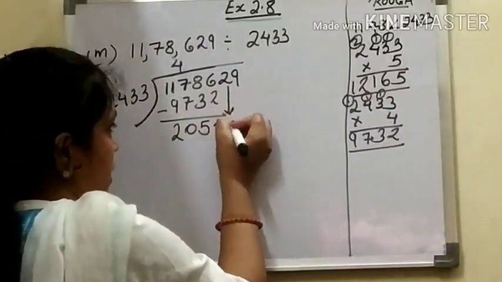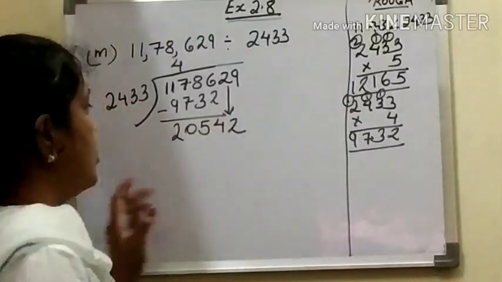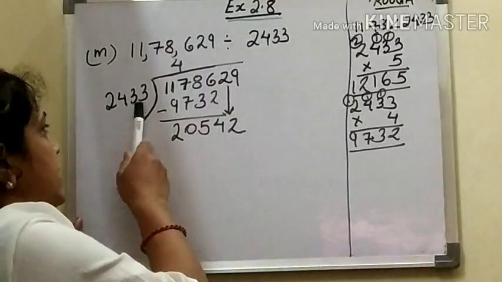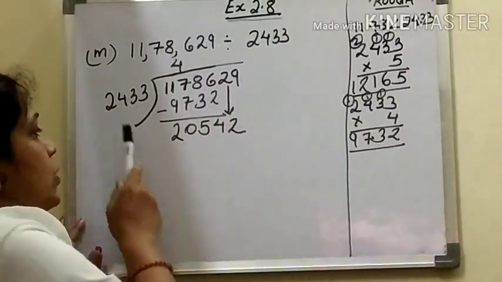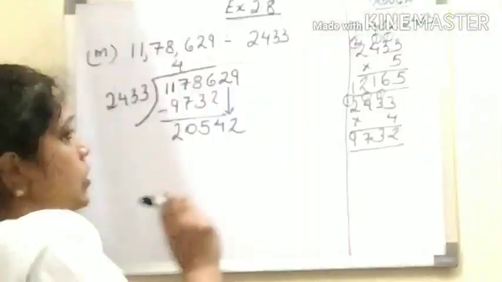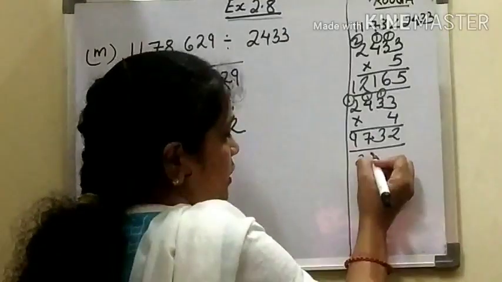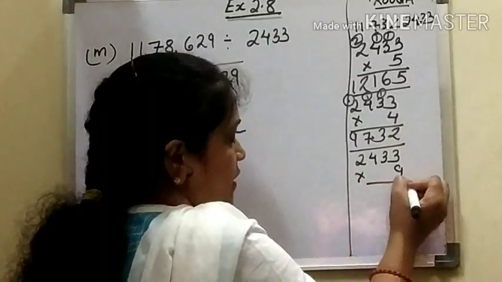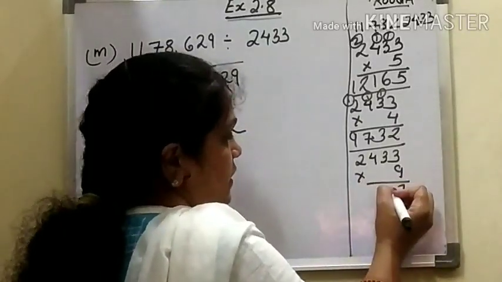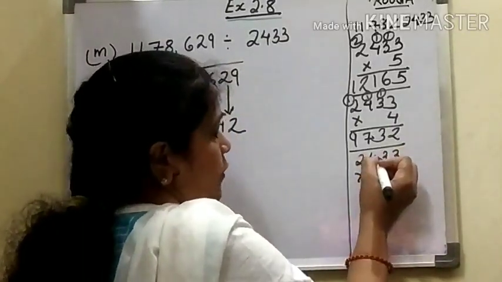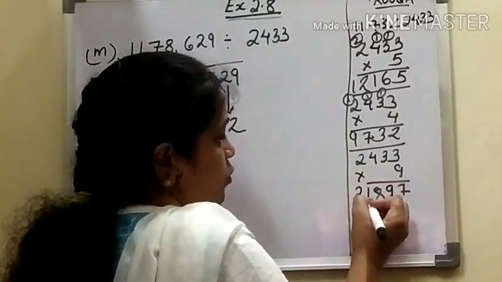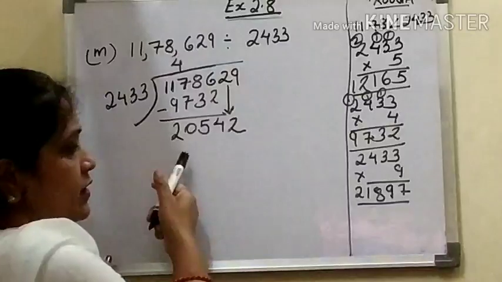We are going to bring down this 2. So we got 2054. Now 2433. You know the table of 2. 2 9s are 18. So let us find it out. 2433 multiplied by 9. How much is it? 9 3s are 27. 9 3s are 27 plus 2, 29. 9 4s are 36 plus 2, 38. 9 2s, it is coming to 21897. Clearly it is a bigger number.